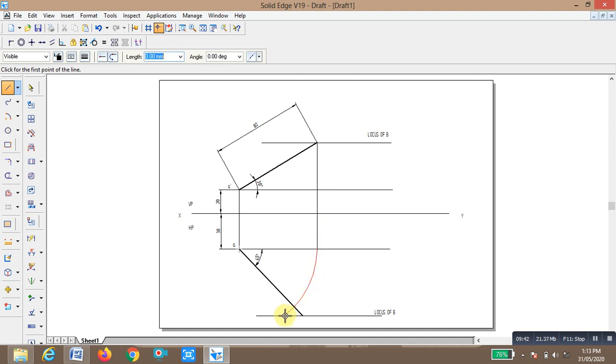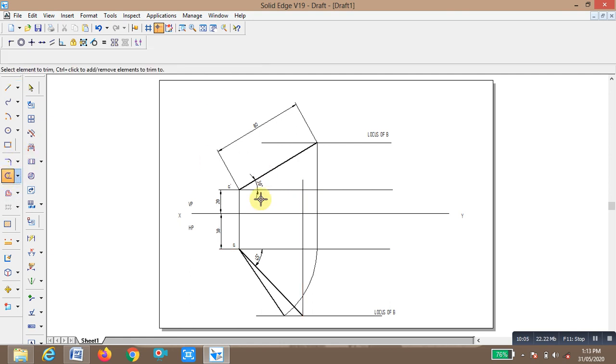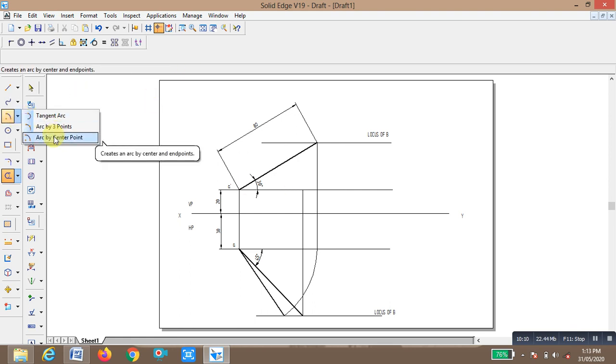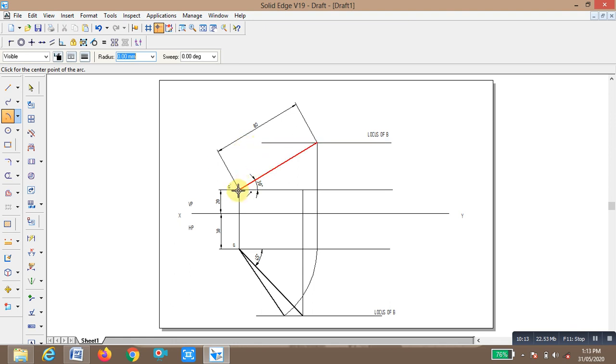Similarly, select the line command, the projection line thickness is 0.13. From the top view extreme end of point B, we are going to draw a line crossing that locus line in the front view. Now we are going to draw the arc by center point. You select point A dash as the center. Whatever projection you have drawn, that is the radius. You draw the arc and trim the unwanted arc.